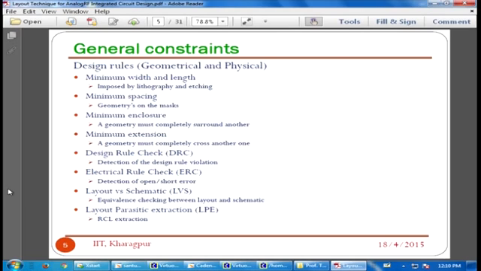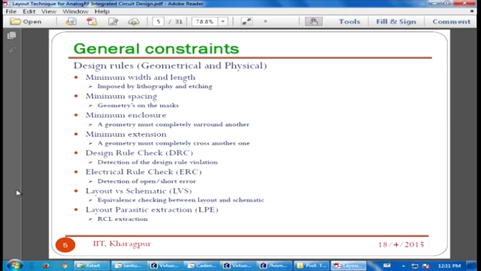These are the general constraints, the design rules: minimum width, minimum length, which are fixed. Then minimum spacing, and minimum enclosure, lots of enclosures are there, VTLP, VTLN, then NOL, dummy, metal, DM, for blocking you have to use some enclosure. So that is fixed, you cannot go beyond that.